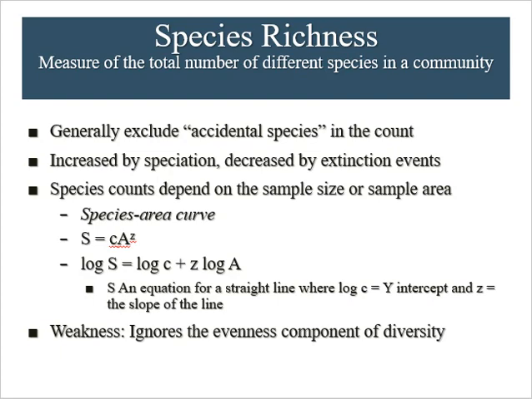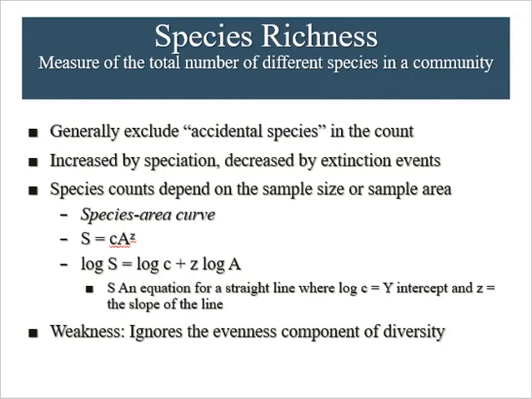Now, often you will only count resident species, meaning you'll exclude accidental species from the count for richness. So you don't count species that are not native to that area. That may be like cultivar plant species that may be there by an accidental chance event.